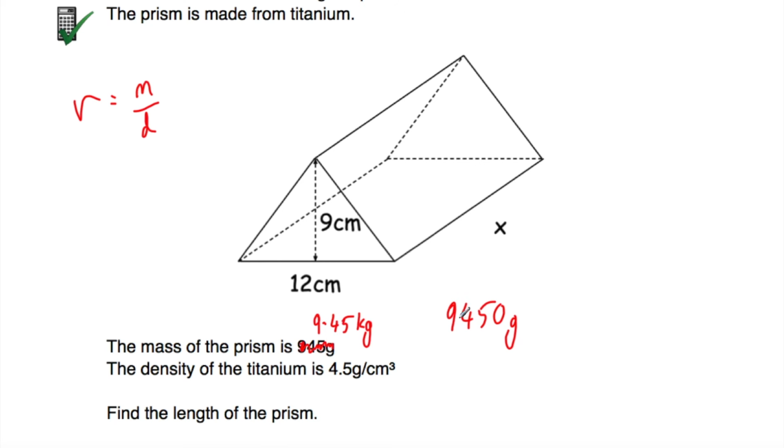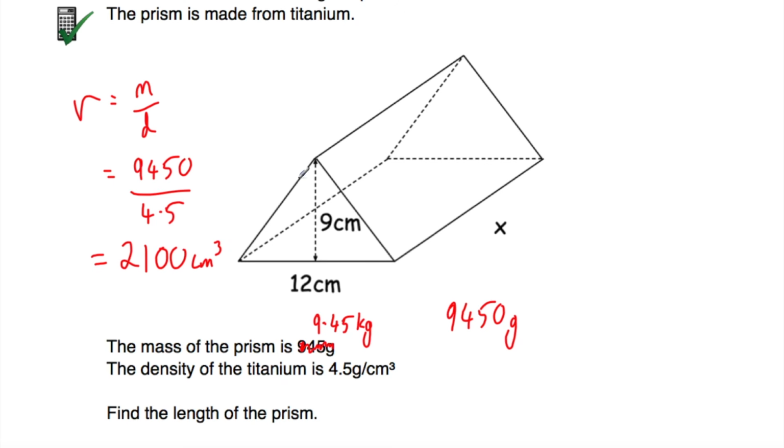If you divide 9,450 by 4.5, you'll see how many centimetres cubed there'd be. So if we do 9,450 divided by 4.5, that's equal to 2,100. So that means the volume of this prism is 2,100 centimetres cubed. So that's fantastic. We now know the volume of the prism.